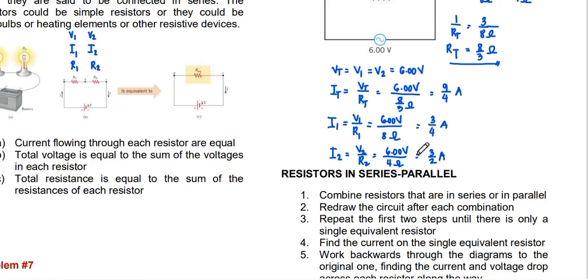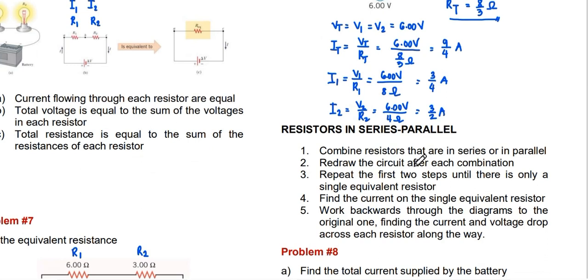Resistors could be connected in a combination of series and parallel connections. So when we solve these connections, we are going to redraw the circuit after each combination. So combine resistors that are in series or in parallel. After that, we redraw the circuit after each combination, and then we repeat the first two steps until there is only one single equivalent resistor. Then we find the current on the single equivalent resistor and work backwards through the diagrams to the original one, finding the current and the voltage drop across each resistor along the way.